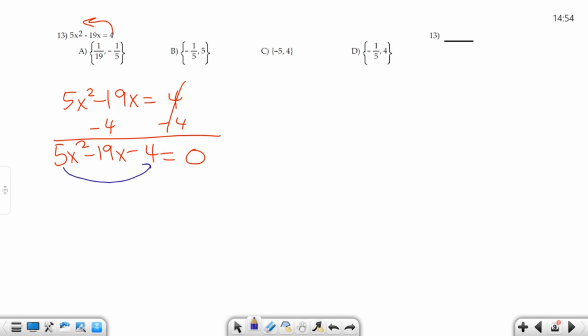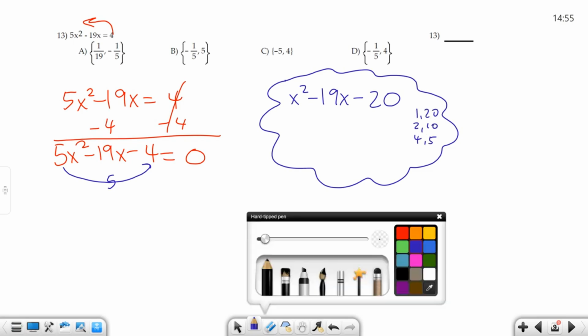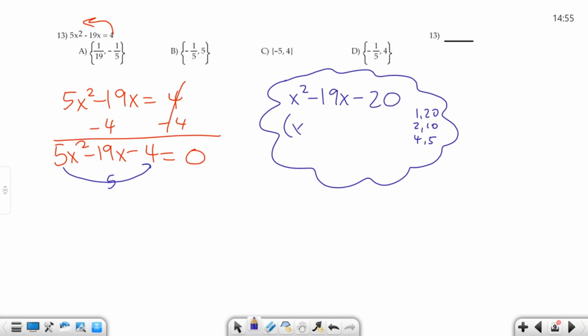So I'm going to take the 5 times the 4. And in my thought cloud, I have x squared, correct, because the 5 moved, minus 19x, minus 5 times 4 is 20. So x squared minus 19x minus 20. So let's see what we have here. We have 3 terms, no GCF, 1 in the front. This is list method. 1 and 20, 2 and 10, 3 doesn't work, 4 and 5. Oh, wait, no. So it's going to be x and x. To subtract to give me 19, 1 and 20.